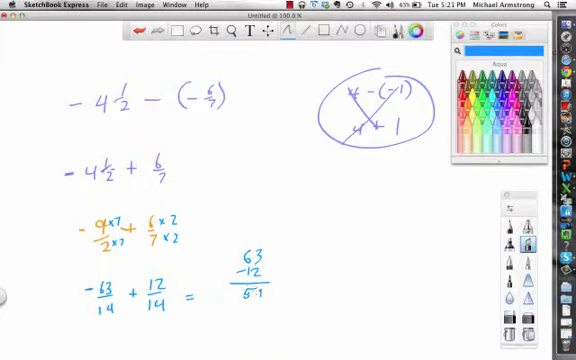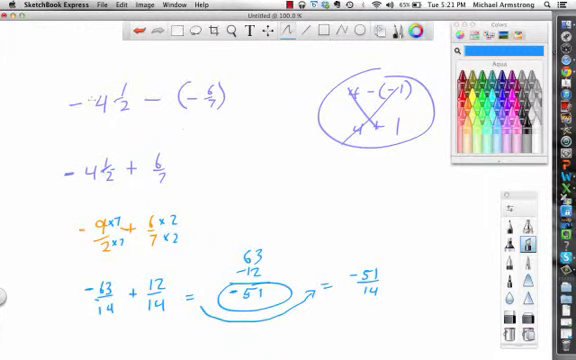That's 51. But because it's really a negative 63 and that's more negative, we're going to keep the negative sign. So this is our work. Negative 63 plus 12 is negative 51/14.